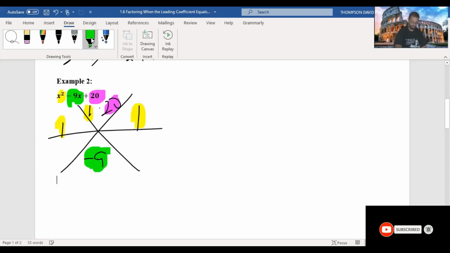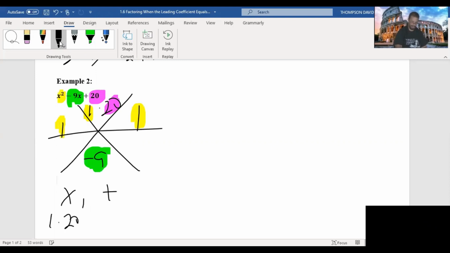So what we're looking for is two numbers that multiply to make 20. When we add them, we get negative 9. So let's think about the multiplication part first. So we have 1 and 20. So obviously we have to have one positive, one negative.